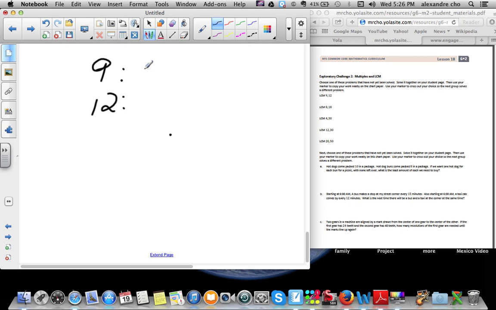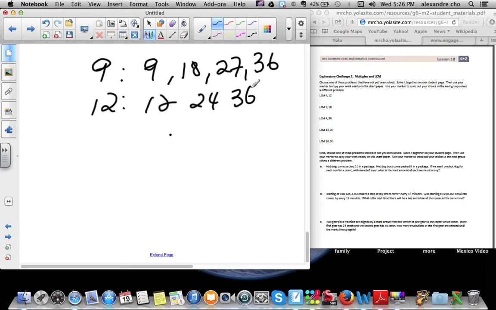So 9 and 12, you can list them. You want the least common multiple. So you go 9, 18, 27, 36. So one way of doing this is by listing 12, 24, 36, and you can stop right here because you just met a multiple that's common and a smaller one, 36.